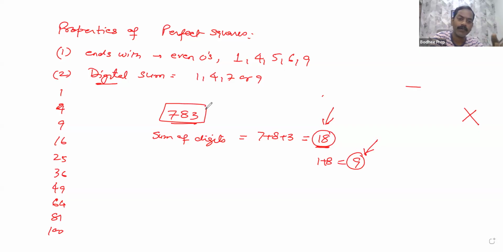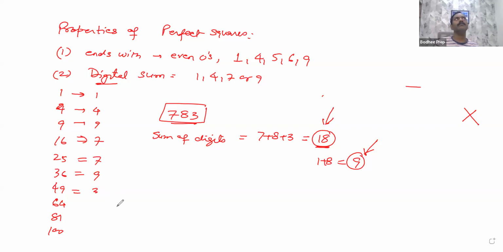So the digital sum of a perfect square is always 1, 4, 7, or 9. Again, any number whose digital sum is 1, 4, 7, or 9 may not be a perfect square. But for a perfect square, it is necessary that the digital sum is 1, 4, 7, or 9. For example, in this case also, we can say that the digital sum is 1, 4, 9. In this case, we can see that this is 7, right? In this case also it is 7. In this case, it is 9. In this case, how much is it?